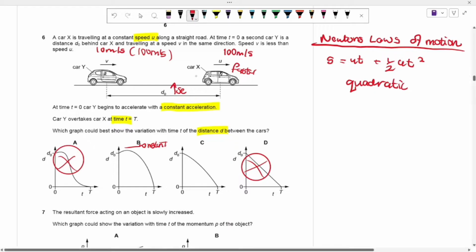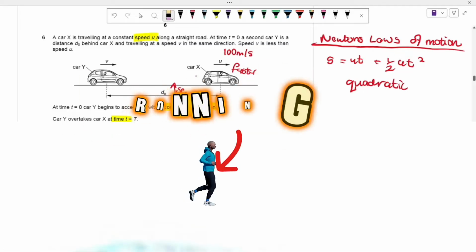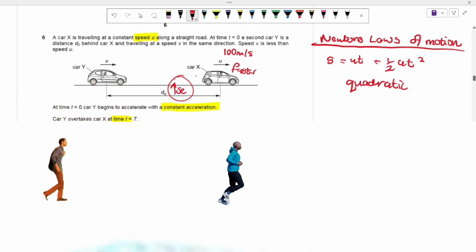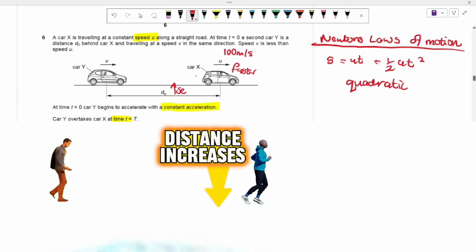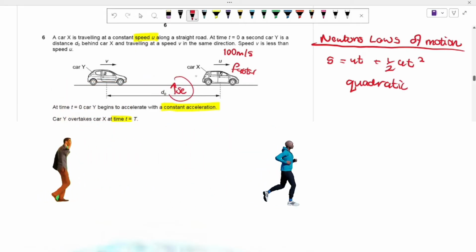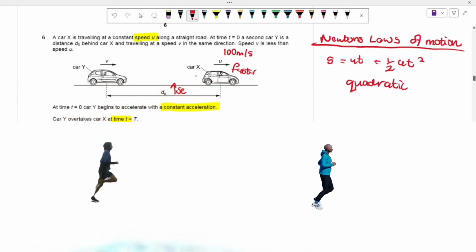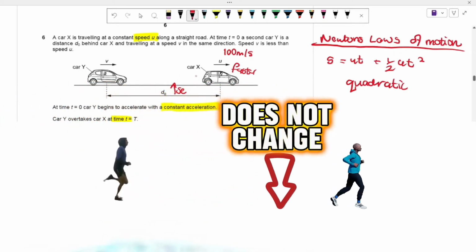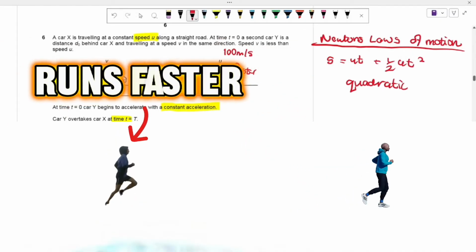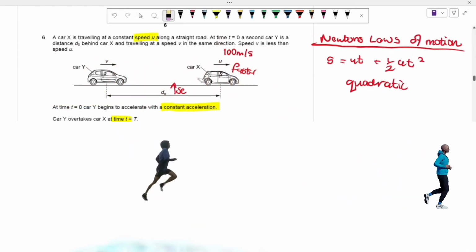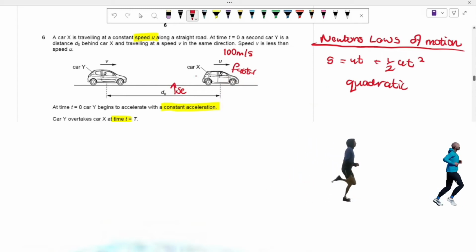So it first has to increase. Why does it have to increase? Because car X is still moving faster, guys. So the distance between them is still going to increase. If a person is running and you're walking, the distance between you is going to keep on increasing, right? But if you begin to run also, and you run at the same speed as that person, the distance between you will not change. But if you now run faster than that person, then the distance between you will decrease. That's basically the concept that was applied here.